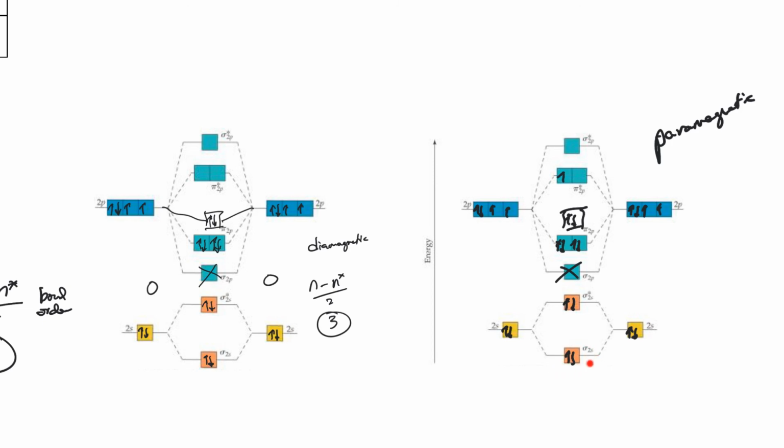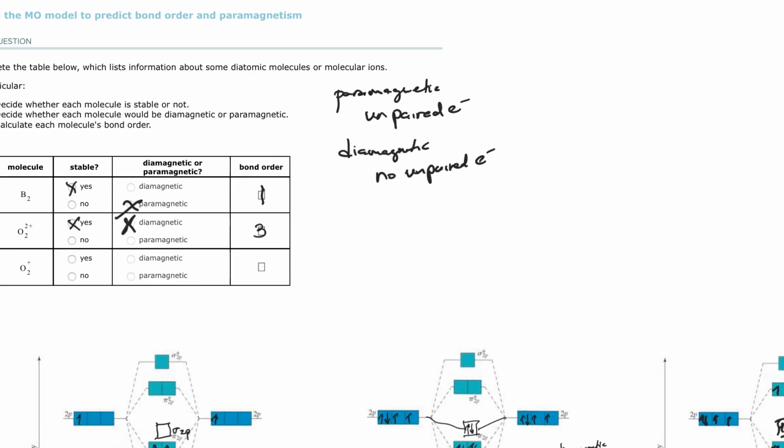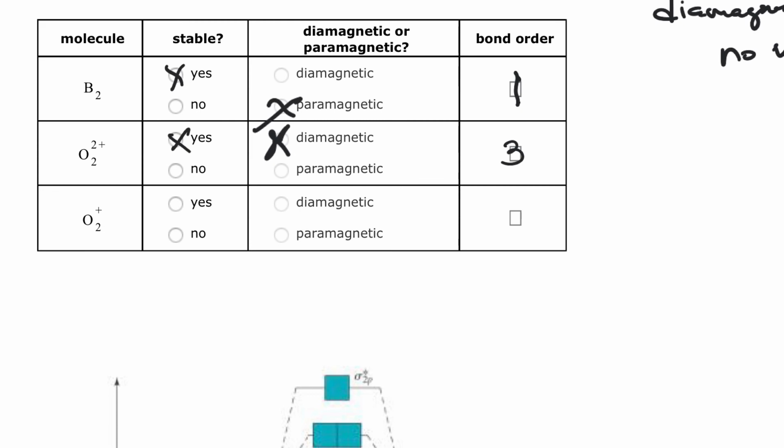Now let's look at the bond order. I'm going to have 2, 4, 6, 8 minus 3. 8 minus 3 is 5, and 5 divided by 2 is 5 over 2. So the bond order is fractional, but it's still positive. So it's still going to be stable.